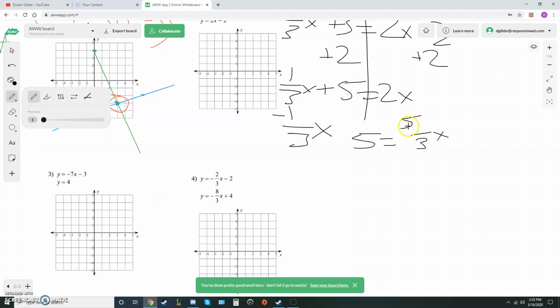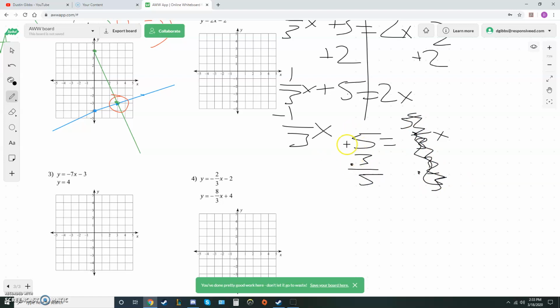And then what you would do is that divide by the coefficient rule. So you would divide by 5/3, which ends up doing times 3/5, because remember, we multiply by the reciprocal. So these cancel out. Here, we're going to do 5 times 3/5, which is going to give us 15/5, which is going to give us 3. So we get 3 equals x.